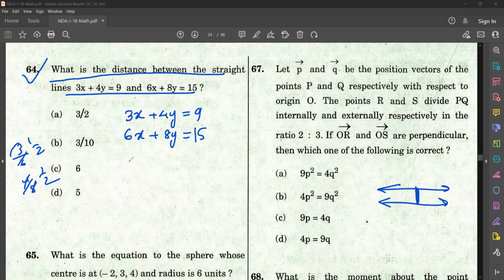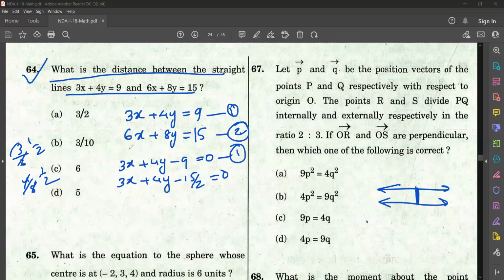Before that, you bring this into standard form, 3x plus 4y minus 9 equal to 0. For the second one, take 2 common. So this is the first equation, I reduce it like this. Then the second equation can be reduced as 3x plus 4y minus 15 by 2 equal to 0, because I took 2 common so that I get 3 and 4 here.